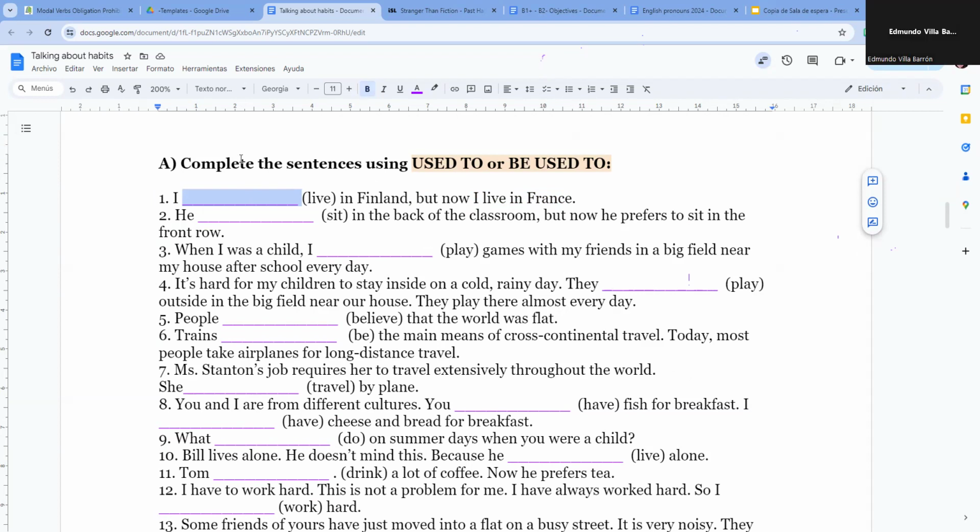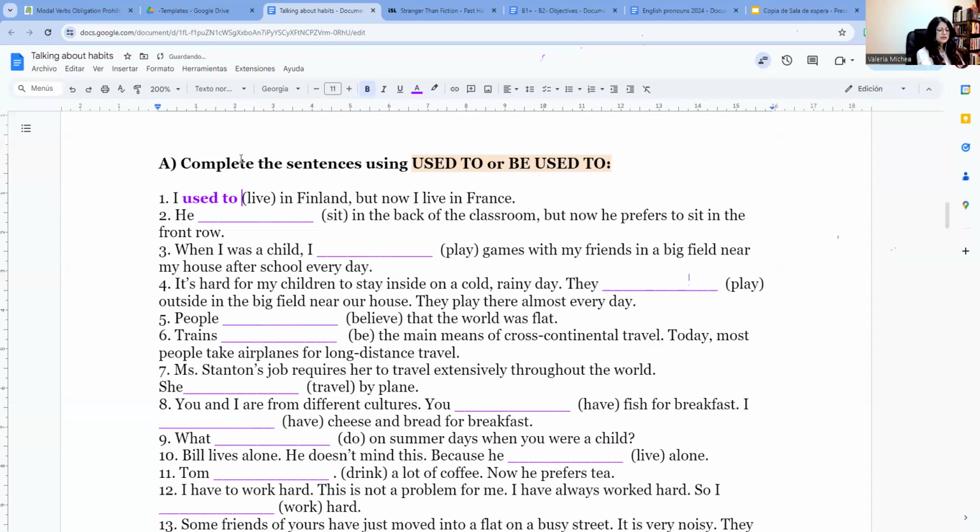I used to. I used to live, or I used to live in? Live. I used to live. There you go, in base form. In the base form, yes. So I used to live in Finland, but now I live in France. All right, so I had another habit in the past, but now I have another habit.